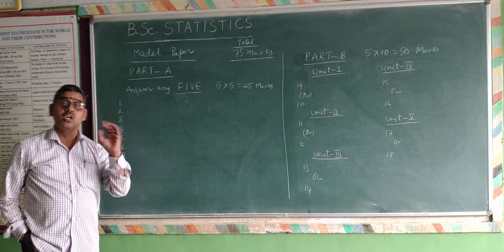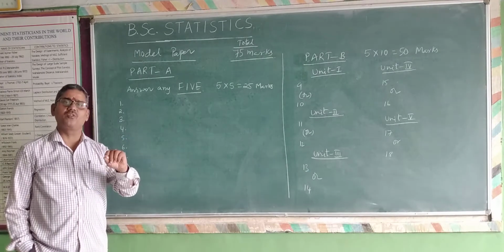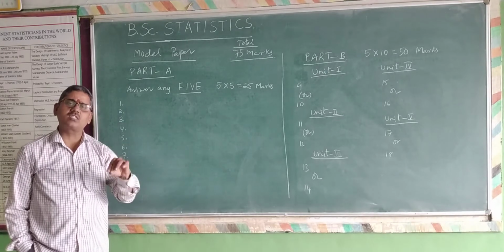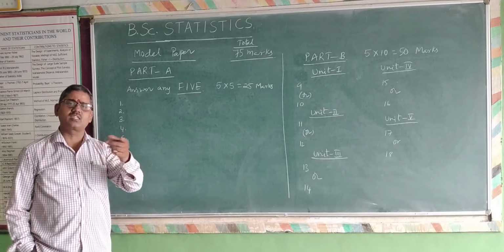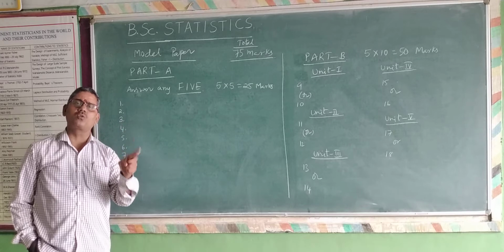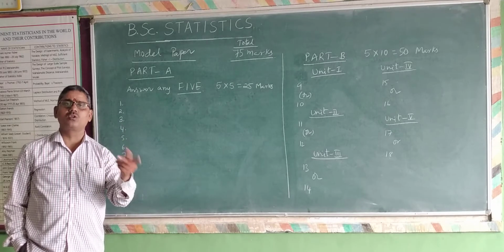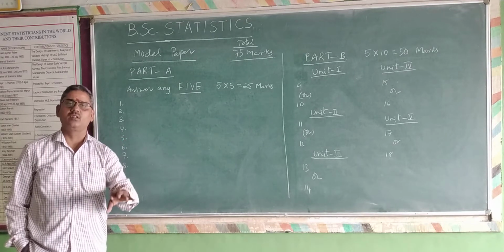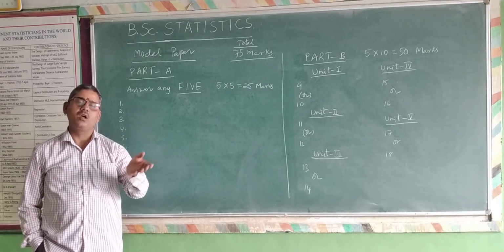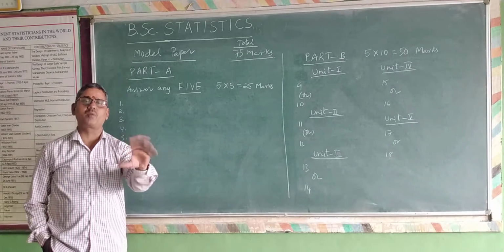But whatever it is, you can definitely answer 4 to 5 questions. If you completely read 3 units, there is definitely a chance of getting a second question on a particular unit. For example, in 2 units you get only 1 question, and in another unit you get 2 questions. The probability is high. If you read 3 units completely, you will definitely get 2 questions from one particular unit.